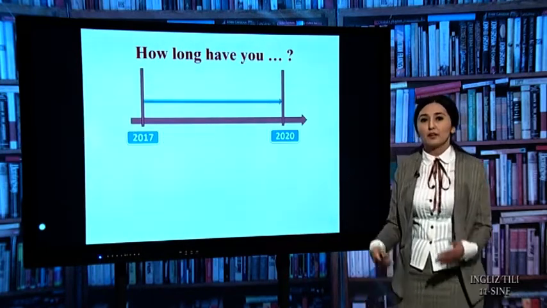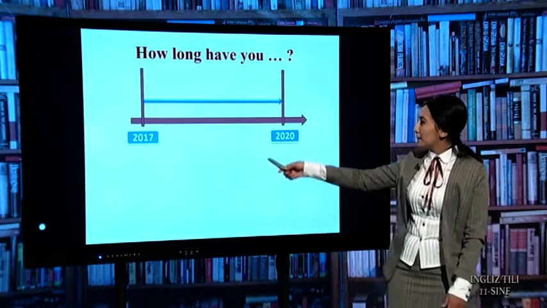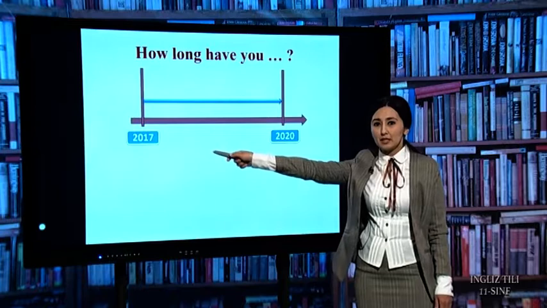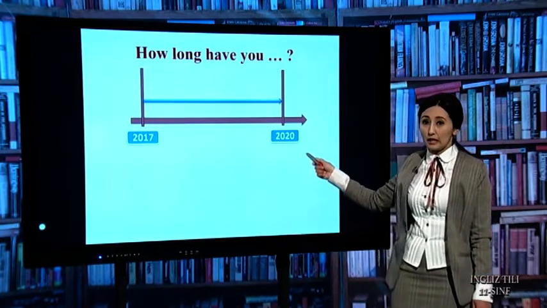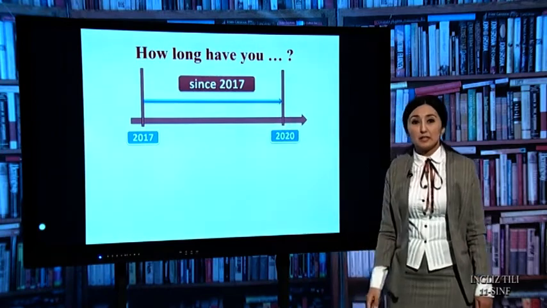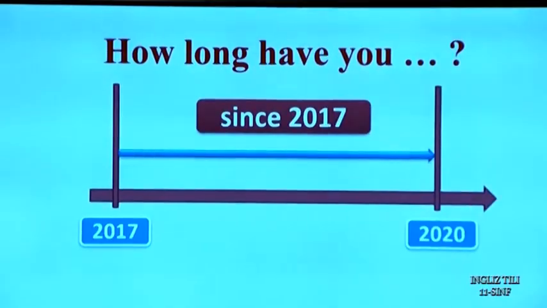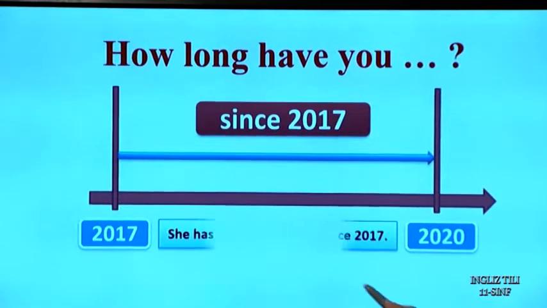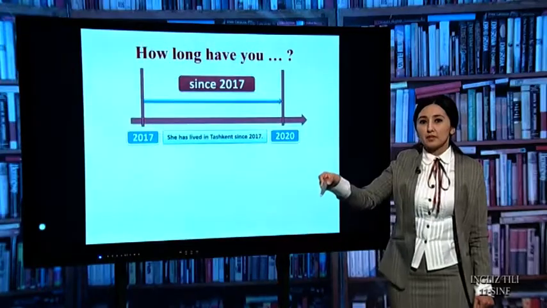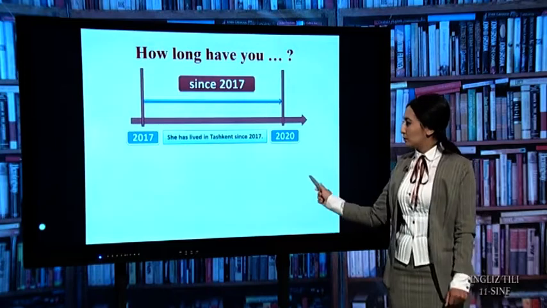Another way of answering the same situation. Pay attention, there are 2 years, 2017 and 2020. How can we say it? Since 2017, it means from 2017. Here is an example: She has lived in Tashkent since 2017. It means she is living here from 2017 till now.